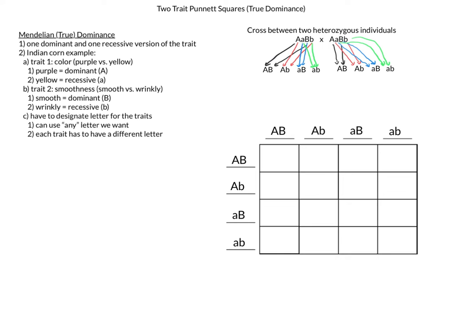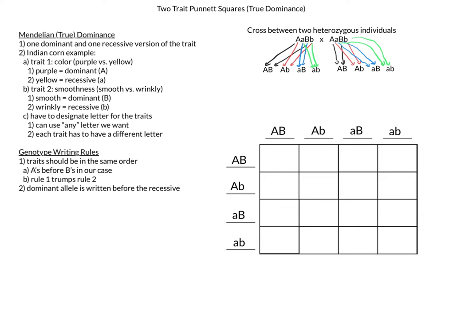At this point, we are ready to multiply the potential alleles against each other. And note that as we do this, there are some general rules on writing the resulting genotypes. We always maintain our traits in the same order, meaning that A's should be before B's. Note that this rule also trumps the second one. Our second rule is then that we write the dominant allele before the recessive allele, meaning big A's or big B's should be before small a's or small b's. Alrighty, with those rules out of the way, let's go ahead and start multiplying the alleles in our cross.